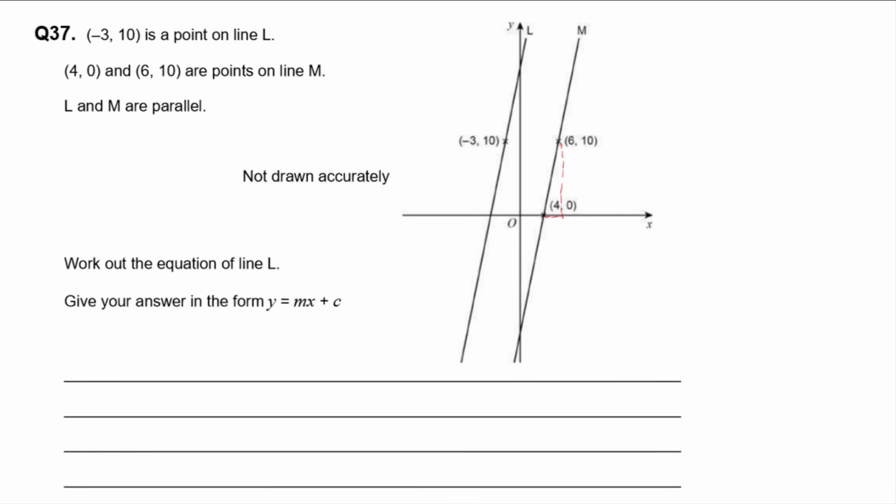So m1, the gradient of m, that's going to be y2 minus y1 over x2 minus x1. This is a very handy formula. If this is x1, y1, and this is x2, y2, it's just a handy formula to sub in your coordinates to find the gradient. So y2 is the y coordinate of the second point, which is 10. y1 is the y coordinate of the first point, which is 0. x2 is the x coordinate of the second point, which is 6. And x1 is the x coordinate of the first point, which is 5.